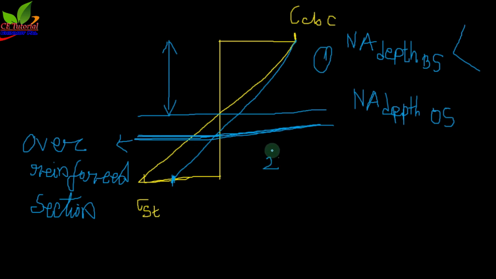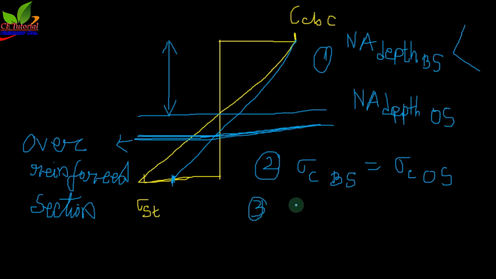Number 2, stress in concrete sigma c for the balanced section is equal to stress in concrete for the over reinforced section. And number 3, stress in steel for the balanced section is greater than stress in steel for the over reinforced section.